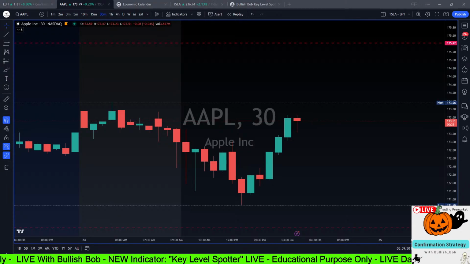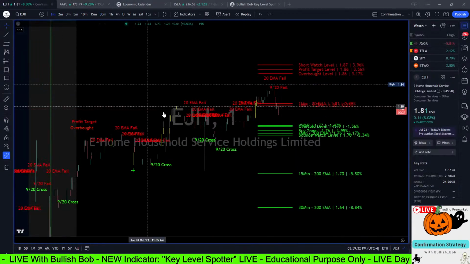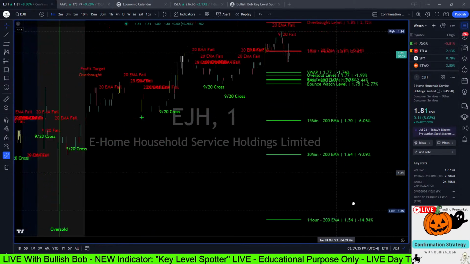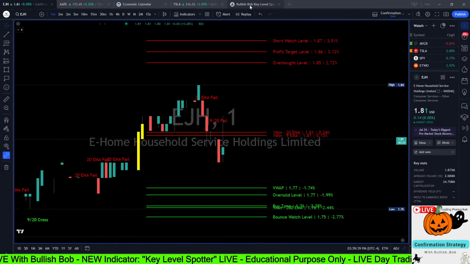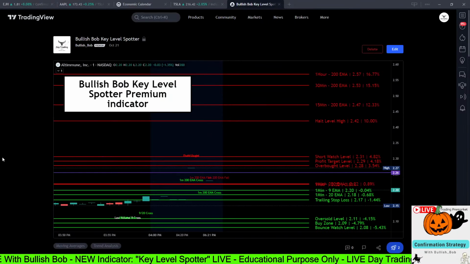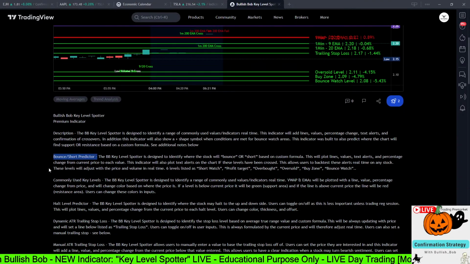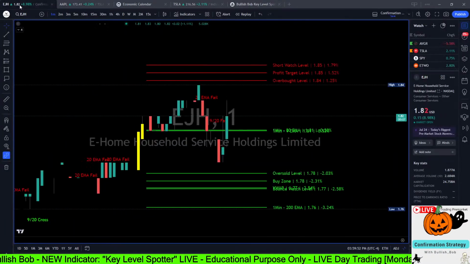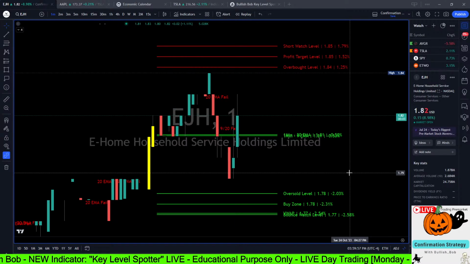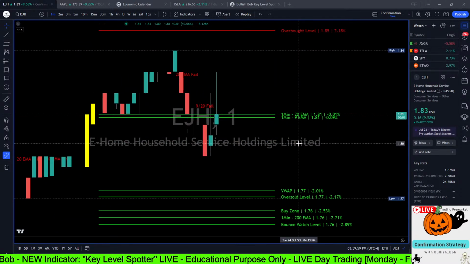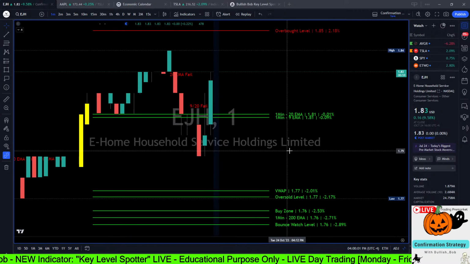So let's see if we can find anything low float. So I've got EJH with the key level spotter here. This is a new indicator that we have. This is the key level spotter that is really just looking for commonly traded levels that a lot of traders would be using, as well as predicting the future. So we have got the bounce watch and short watch predictor, which is really cool, and it's designed to find where the bounce may happen, where the short may happen, right? So it's kind of predicting the future. So we'll take a look at this during this session as well.